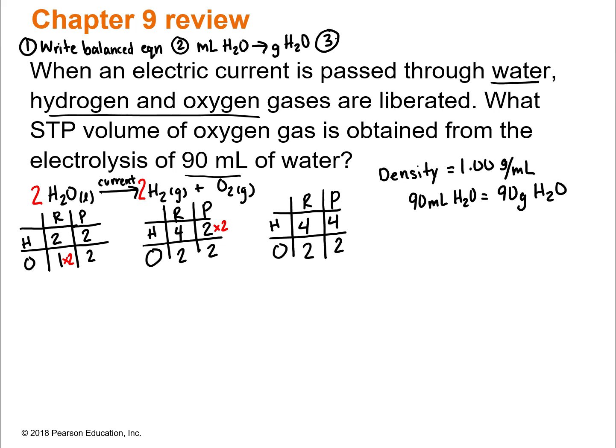But the last part of this is figuring out what kind of stoichiometry problem you have. We have a mass of water, and we're trying to get to the volume of oxygen gas at STP. So this is a mass to volume question. Let's write out our plan.